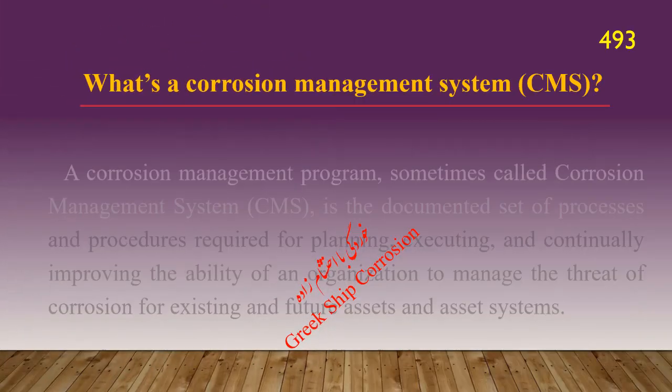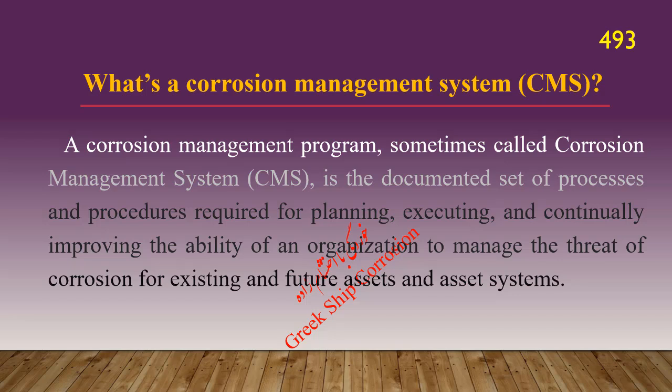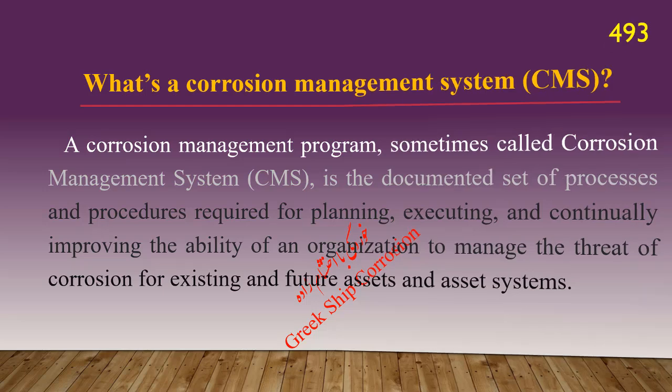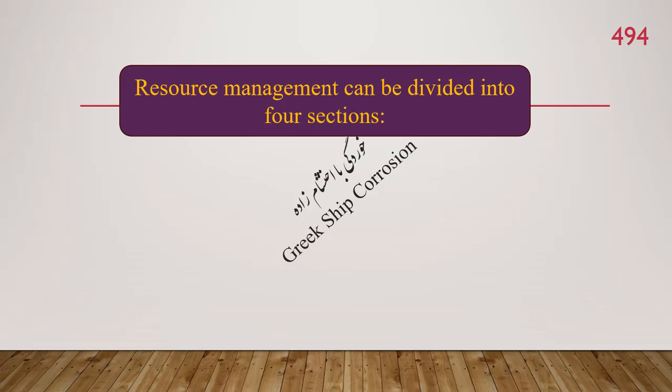What's a corrosion management system? A corrosion management program, sometimes called Corrosion Management System (CMS), is the documented set of processes and procedures required for planning, executing, and continually improving the ability of an organization to manage the threat of corrosion for existing and future assets and asset systems. Resource management can be divided into 4 sections.